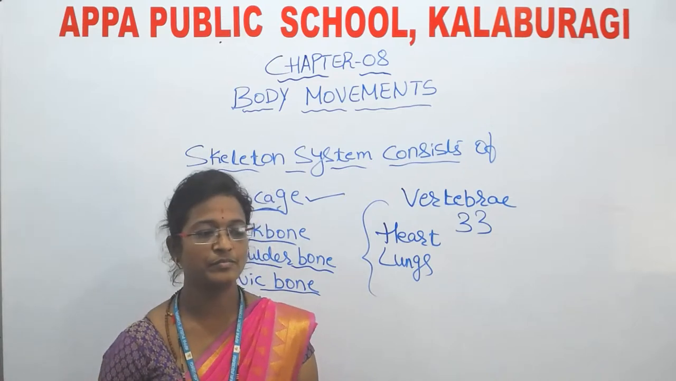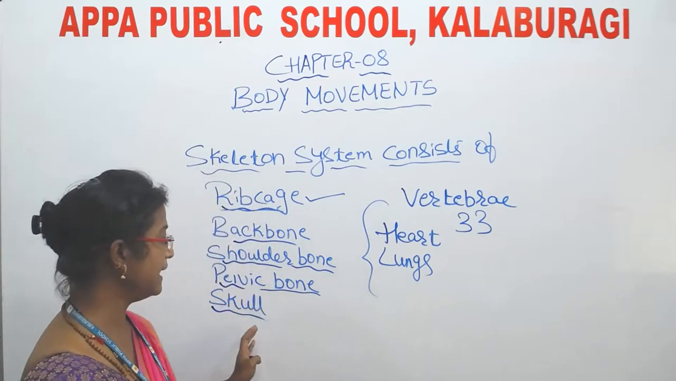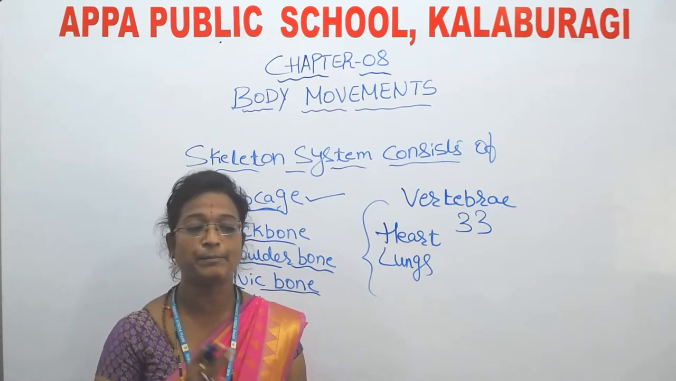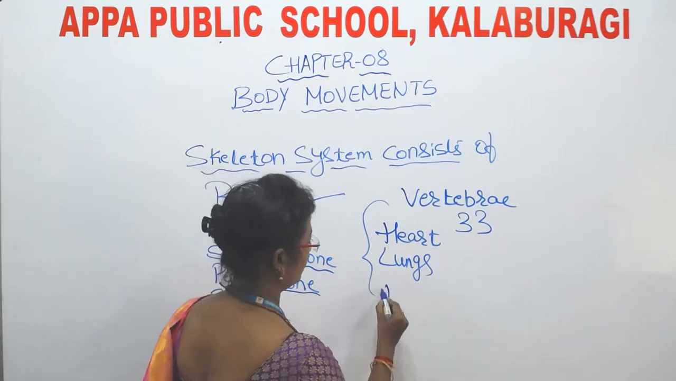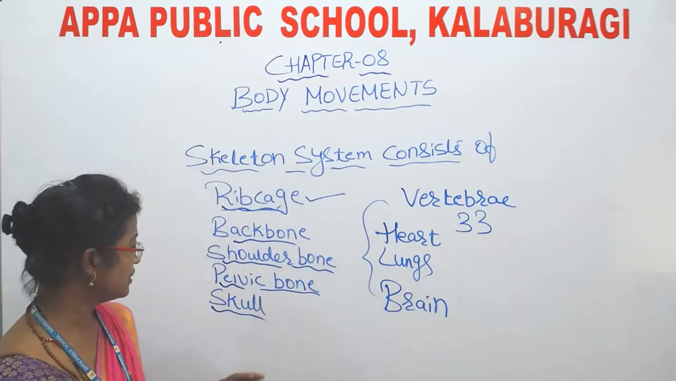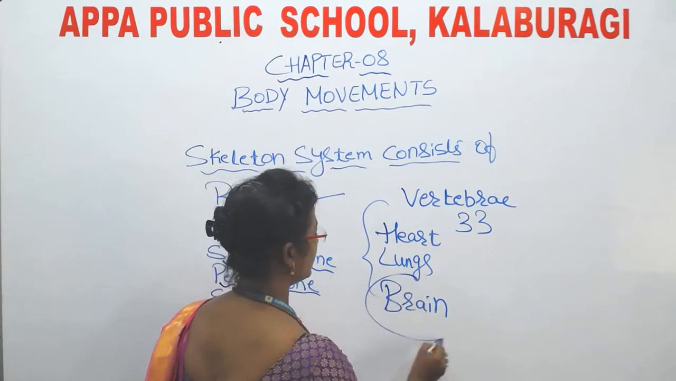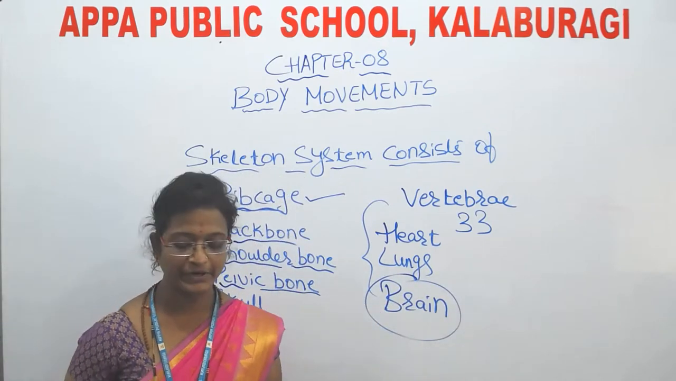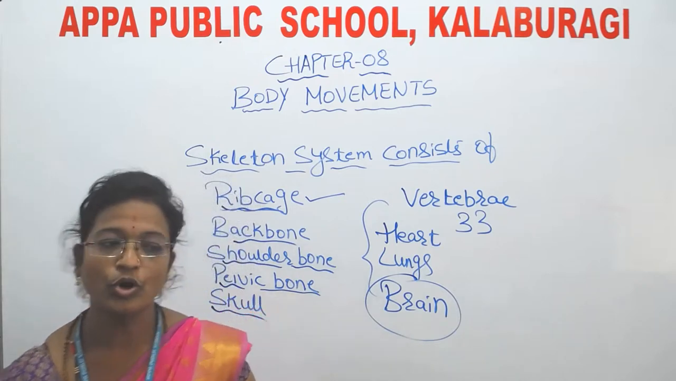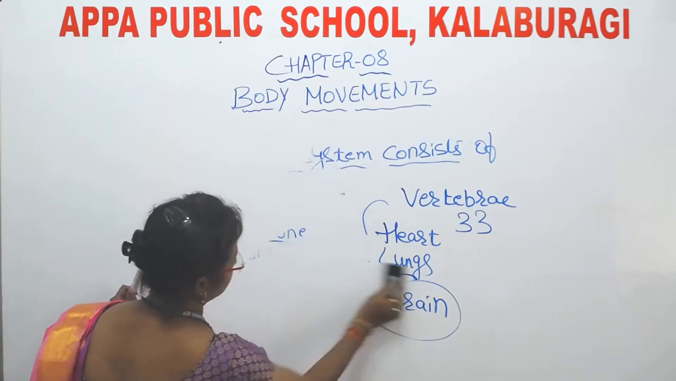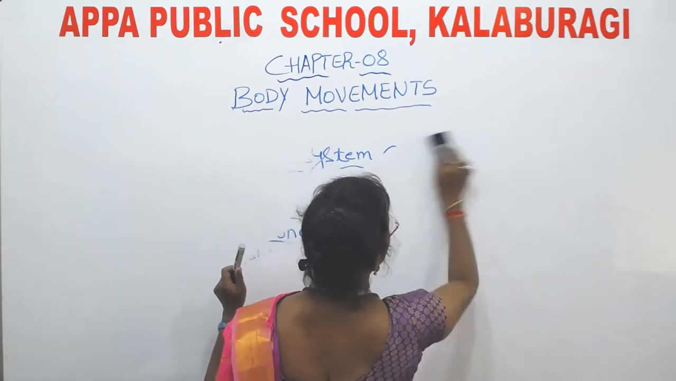The skull has many small bones and it encloses and protects one important internal part, that is the brain. So inside the skull, the brain will be there, and the skull protects the brain. Okay, so next, what have we learned again? Yes, let me write here.